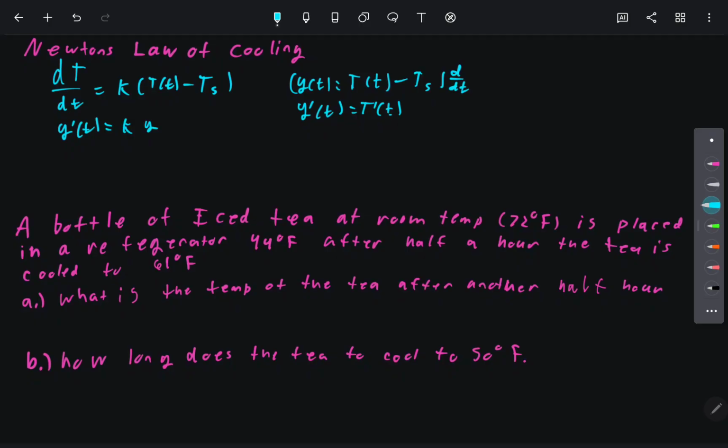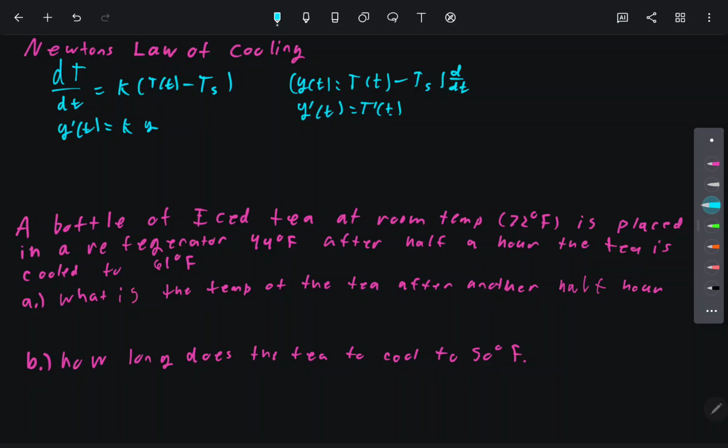So, a bottle of iced tea at room temperature, 72 degrees Fahrenheit, is placed in a refrigerator, 44 degrees Fahrenheit. After half an hour, the tea is cooled to 61 degrees Fahrenheit. What is the temperature of the tea after another half hour? And how long does it take the tea to cool to 50 degrees?